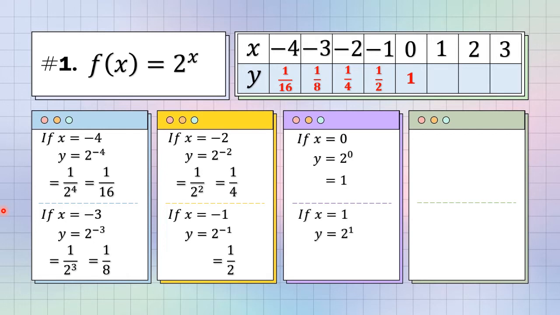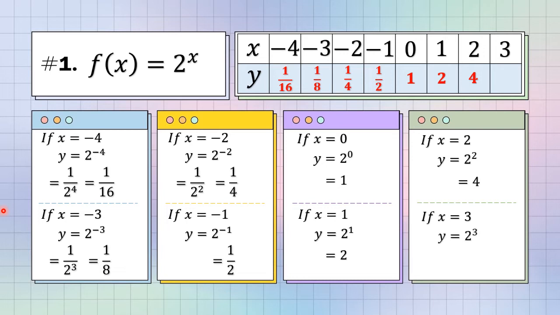If x is equal to 1, we have y is equal to 2 raised to 1, and 2 raised to 1 is equal to 2. That means if our x is equal to 1, then our y is equal to 2. If x is equal to 2, we have y is equal to 2 raised to 2. 2 raised to 2 is equal to 4. That means if our x is equal to 2, then our y is equal to 4.